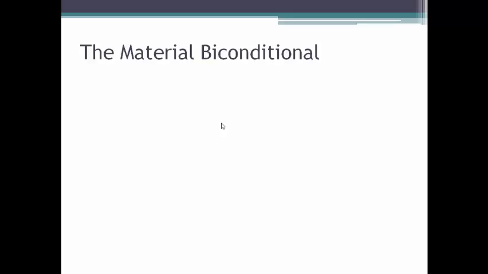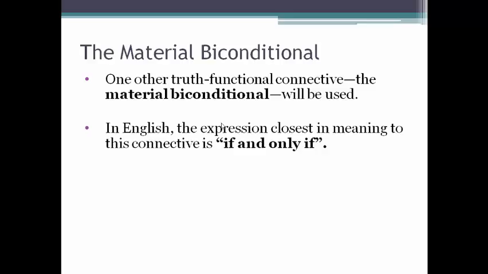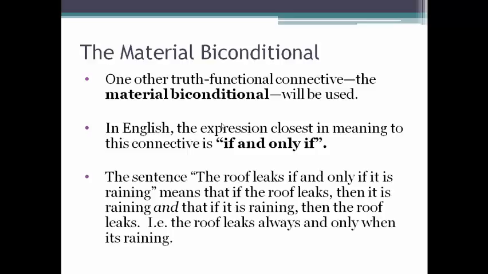So before we end this video, we're going to learn about one more connective, the material biconditional. In English, the expression closest in meaning to this connective is "if and only if." The sentence "The roof leaks if and only if it is raining" means that if the roof leaks, then it is raining, and that if it is raining, then the roof leaks. That is to say, the roof leaks always and only when it's raining.